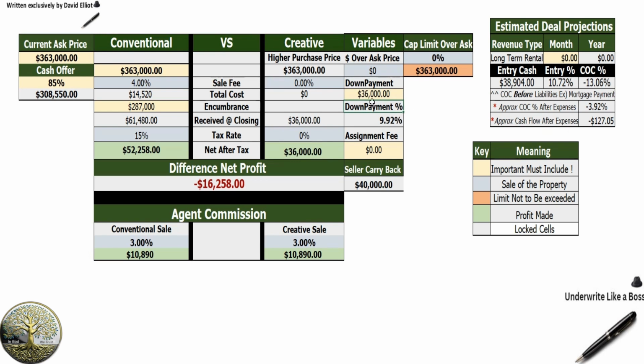This does not include the sales fee. Now, the sales fee for a creative transaction will always be slightly less than conventional. Normally, when I'm looking at creative, it will be about 0.7 of the purchase price. That seems to be about the average. So if we have 0.7 in closing costs and we have 3% for the listing agent commission, not the buyer agent, but the listing agent, this would be best case scenario. That would be a total of 3.7.